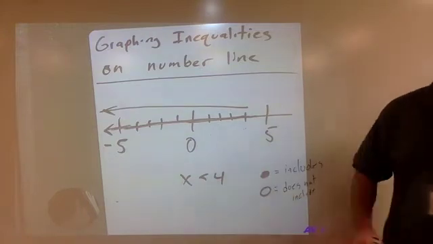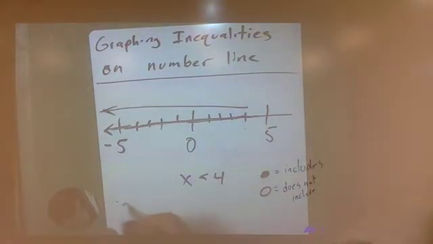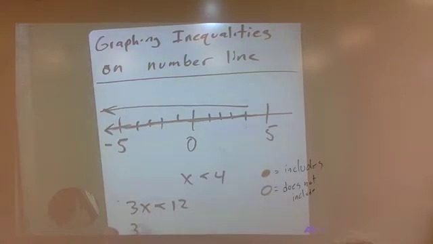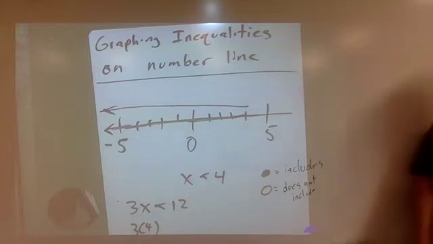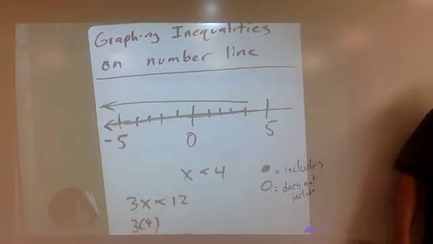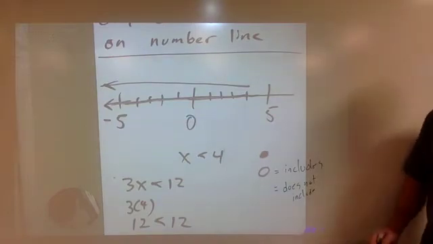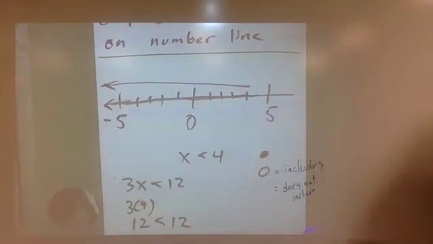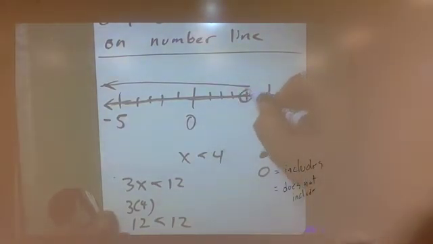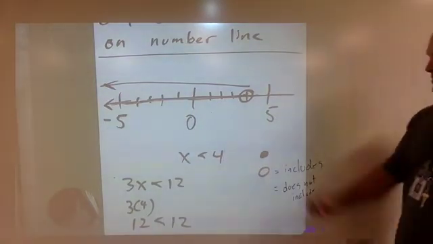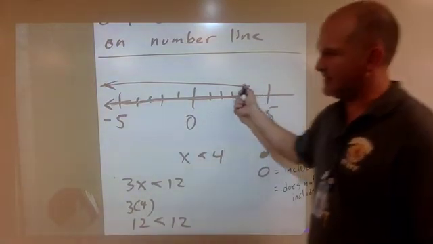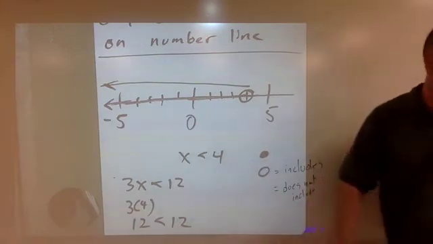4 will not work, because if we substitute in a 4 for 3x is less than 12, 3 times 4 is 12, and 12 less than 12 is not true. 12 is not less than 12. 12 is equal to 12. So we can't use 4. That means we have to put a circle on 4. That means don't use 4, use anything that's less than 4. When would we use a dot?